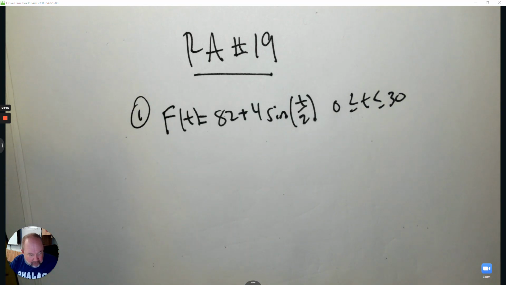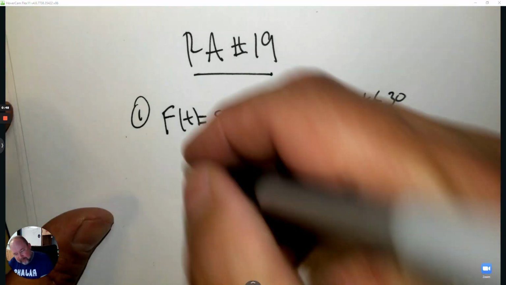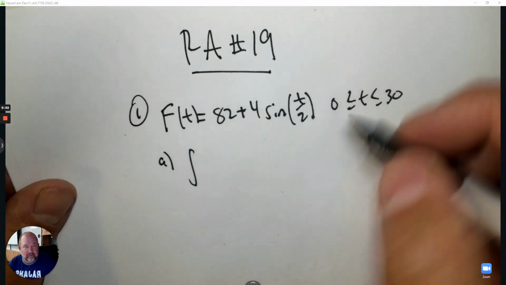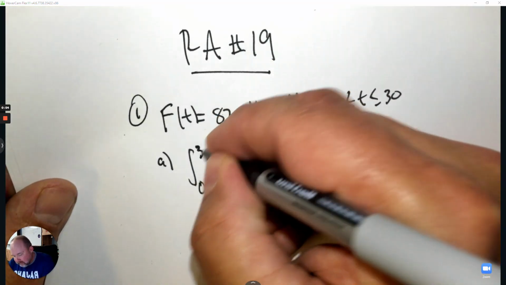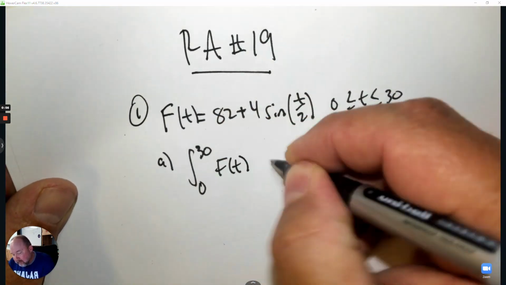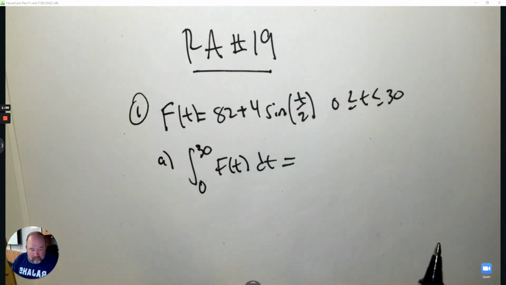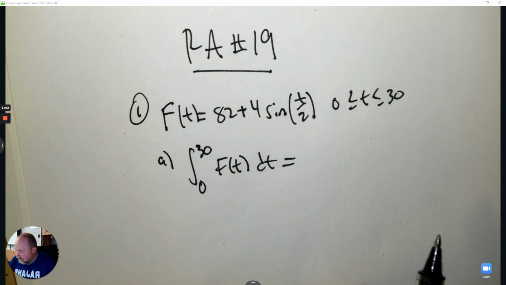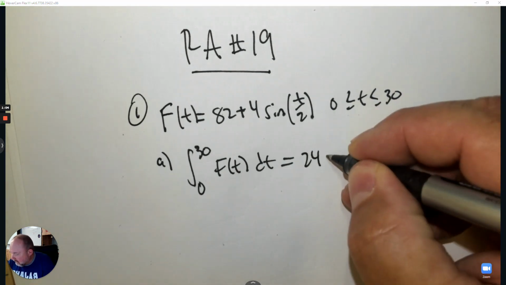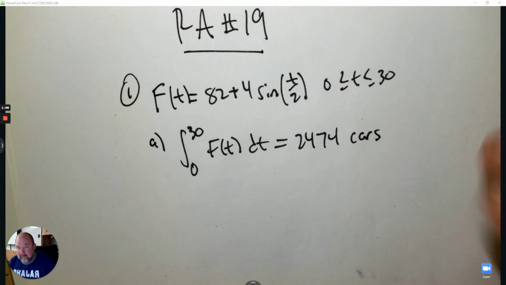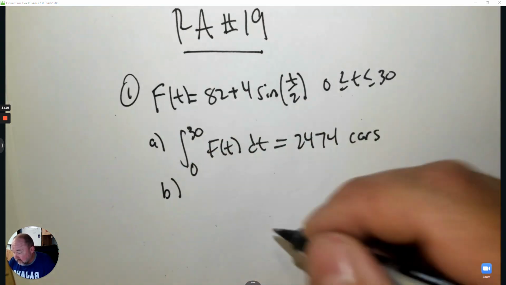A, to the nearest whole number, how many cars pass through the intersection over 30 minutes? How many? That's an integral question. From where to where? 0 to 30. I'm integrating the rate. Type that in. Type it all in. Press pause. See if you get the same answer as me. And to a whole number that's 2,474 cars. Did you try it or did you just copy? You need to practice your calculator.